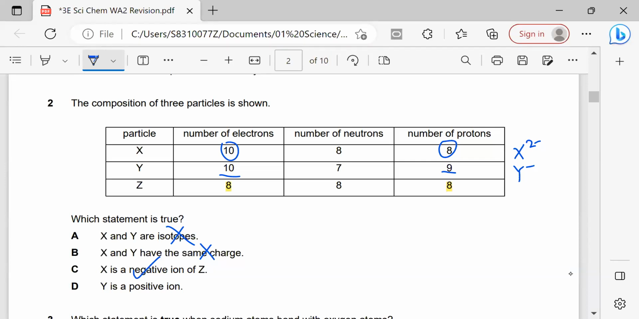Option D, Y is a positive ion. This is incorrect because Y is a negative ion with a -1 charge. So option C is the answer for this question.